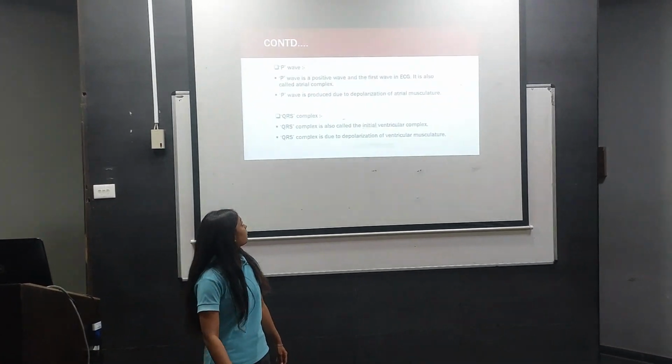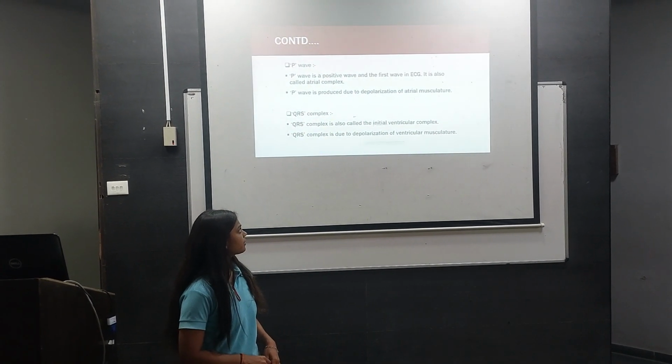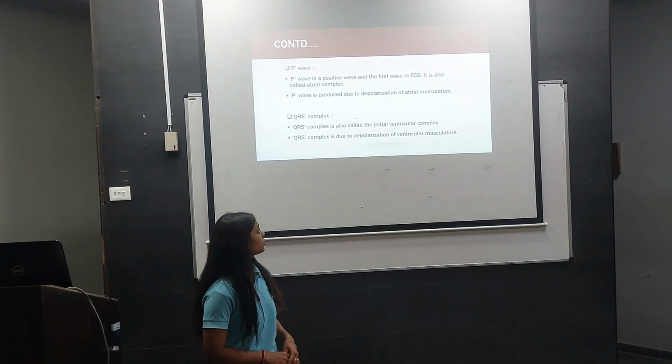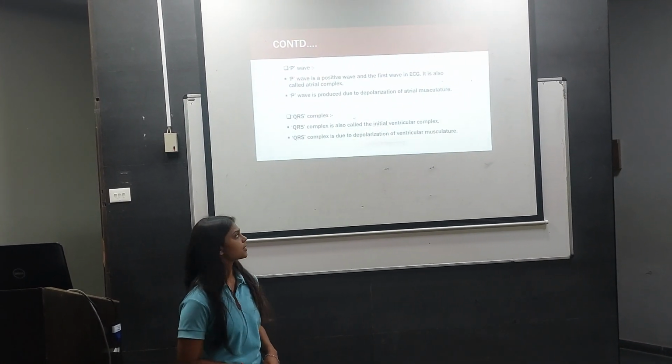P wave. P wave is the positive wave and the first wave in ECG. It is also called atrial complex. P wave is produced due to depolarization of atrial musculature.